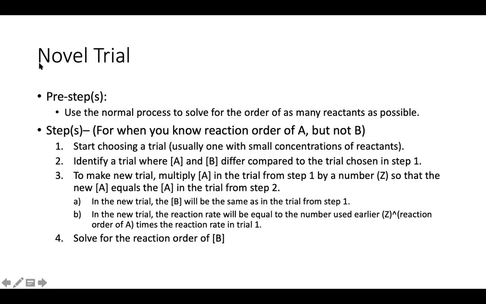Now, there are sometimes where you can't actually solve for the order of a reactant through our typical procedures. When that happens, you have to use one of two main ways to approach that problem. The first way is by making a novel, or new, trial. Here are the general steps for it. The other method is slightly different. You actually don't need to make a novel trial, but I'm not really going to explain that now.